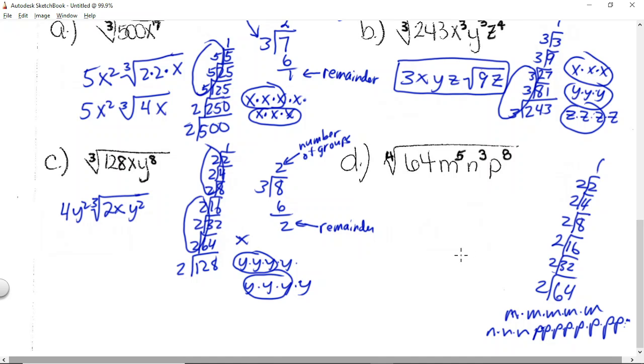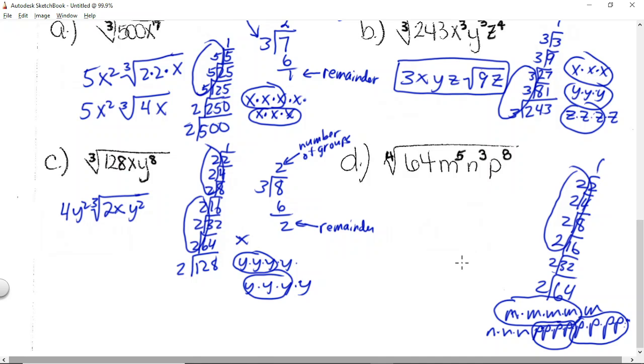So we need groups of 4, right? So for the 2's, yeah, there's a group of 4, and that's the only group of 4 we have there. Then we look at the variables. We have a group of 4 here for m's, and for the p's, there are 8, so we have 2 groups of 4.